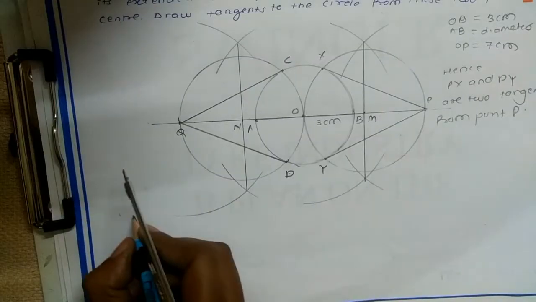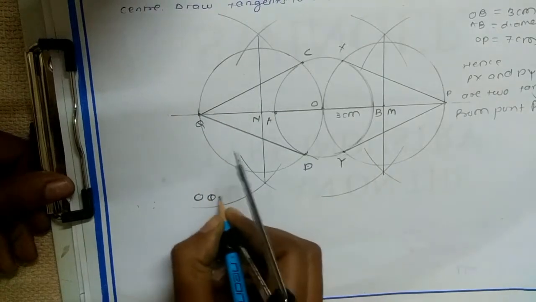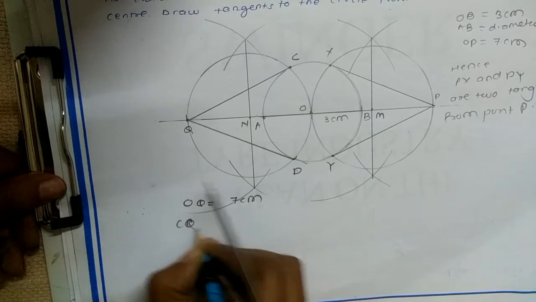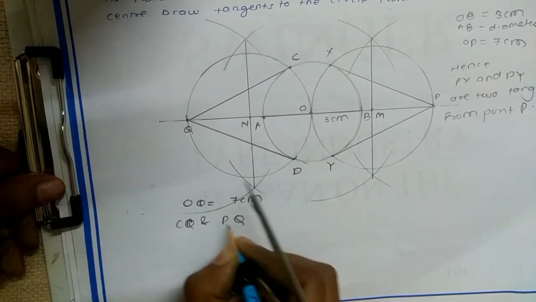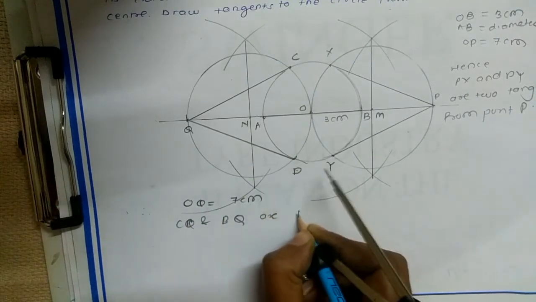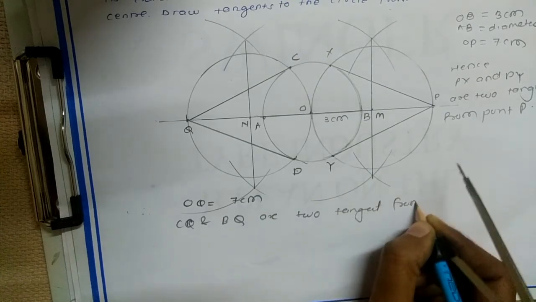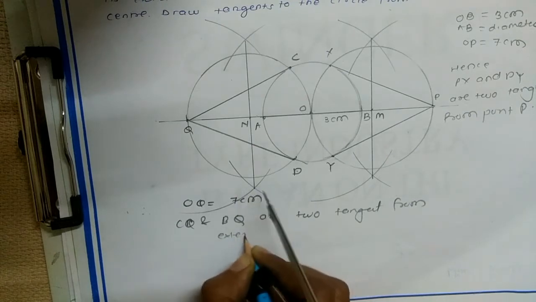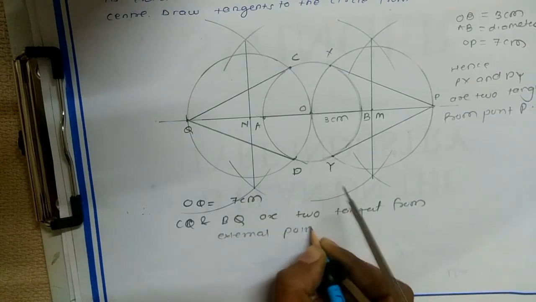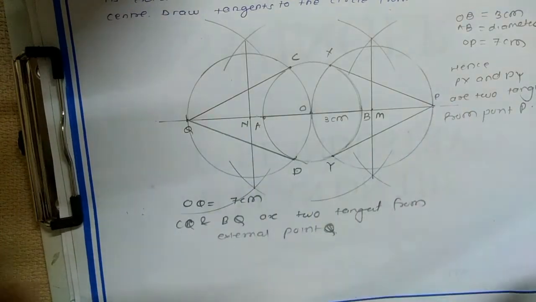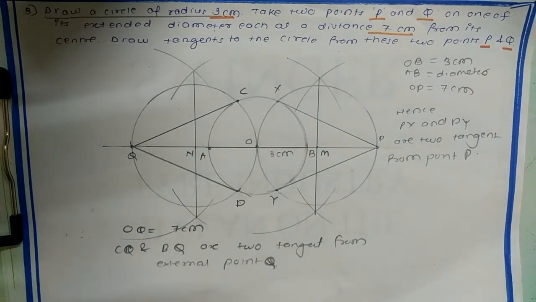So hence here OQ is 7 cm, and CQ and DQ are 2 tangents from the external point P. Sorry, external point Q. We were already done with this. So this is the construction. You can repeatedly watch the video so that you will come to know what steps have to be followed.